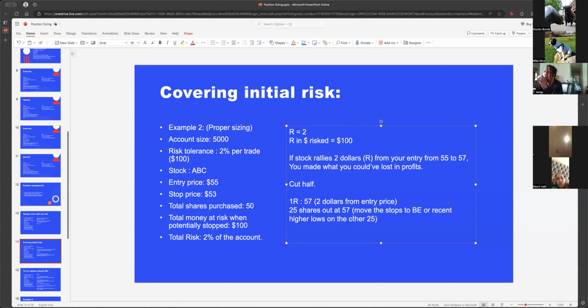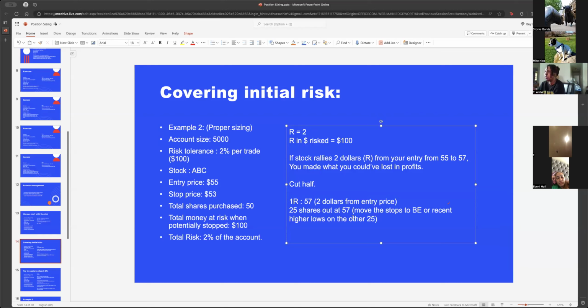Do we have any questions on this so far? So now the next thing is, we still have 25 shares open on this position, by the way. What to do with that other 25 shares? We just sold 25 of that, and we still have 25 more in our portfolio. What to do with them? How to manage them? That's what we're going to talk about down the line.